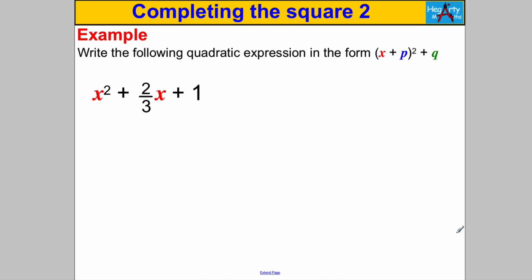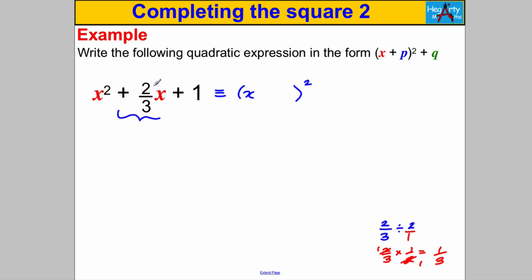Last example for you to try. Okay, we know we're going to have an x, we know we're going to have a squared there. We've got to half 2/3. So maybe go over here and think of what is 2/3 divided by 2, a half of 2/3. You can think of that as 2/3 divided by 2 over 1, which dividing by a fraction is the same as multiplying by its reciprocal. 2/3 multiplied by a half, these twos cancel here, and you're going to get yourself 1/3.